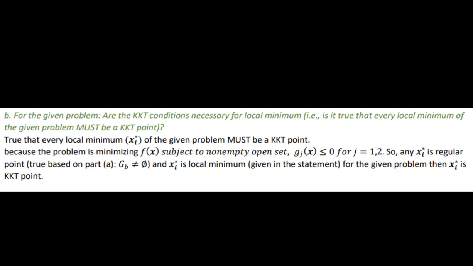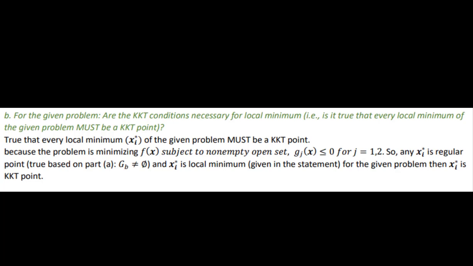G_b intersect H_b is not equal to empty. Okay, this is the theoretical meaning. But what exactly does it do? There's an optimal solution. No, the intersection, the G_b is not empty. No, this is what he also said in general.